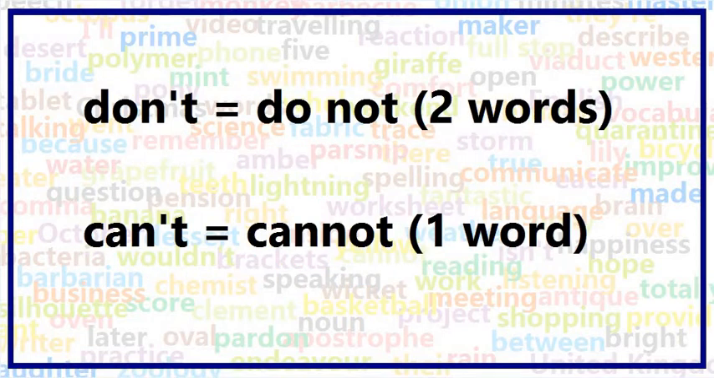There are a few tricky things with contractions, and one thing that you need to remember: if you're expanding contractions, the word don't becomes do not, which is two words, while the word can't becomes cannot, which is one word. So try to remember this when you're writing.